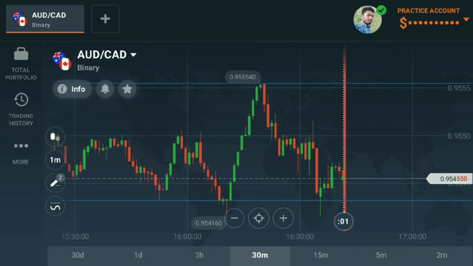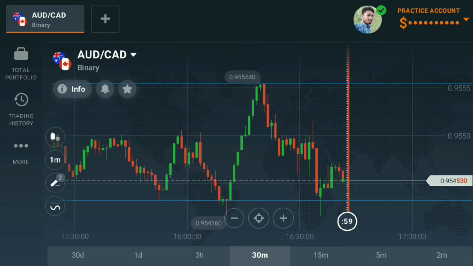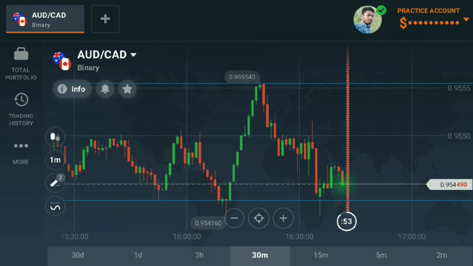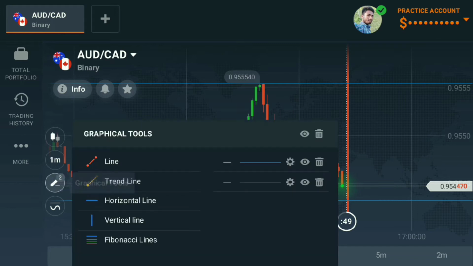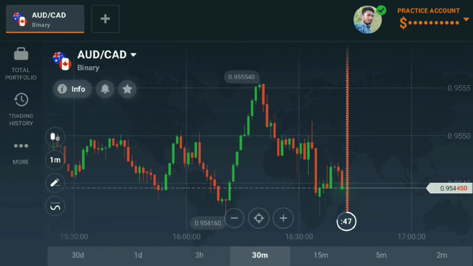So the question is how to trade on SNR. There are 3 rules to trade on SNR. The first rule is always trade on strong SNR. Right. So which are the strong SNR? Okay, let me tell you.